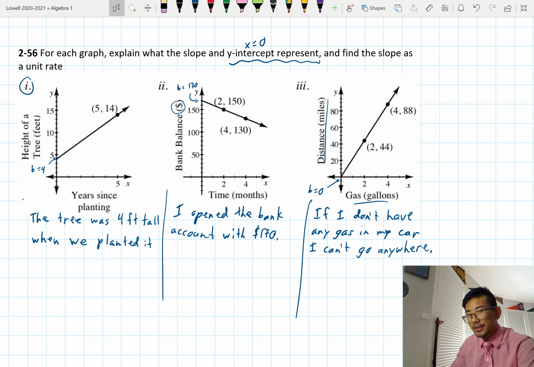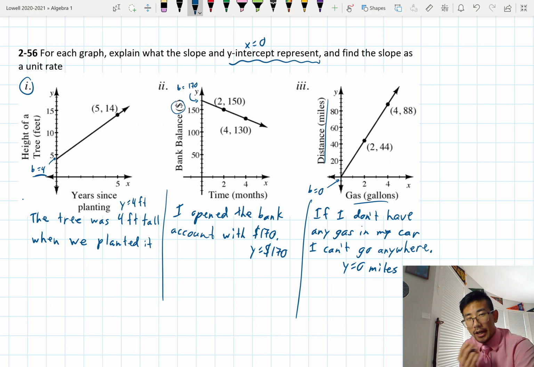Also pay attention to the units here. Because we're looking at just a y value here, remember b is the y-intercept, so it's a y value. This says y equals 4 feet. And here y equals $170. And here y equals 0 miles. So the units on the y-intercept should be the exact same unit that your y variable is being measured in. Okay, so I want to keep that in mind.